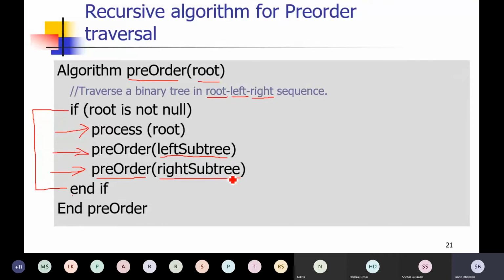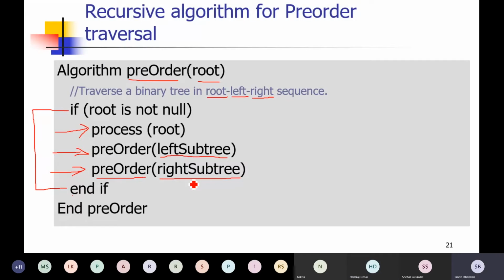So this is the simple way how our pre-order traversal can be implemented in a recursive fashion. This is a very simple, straightforward algorithm. You might have gone through this. Am I correct? Yes. Fine.